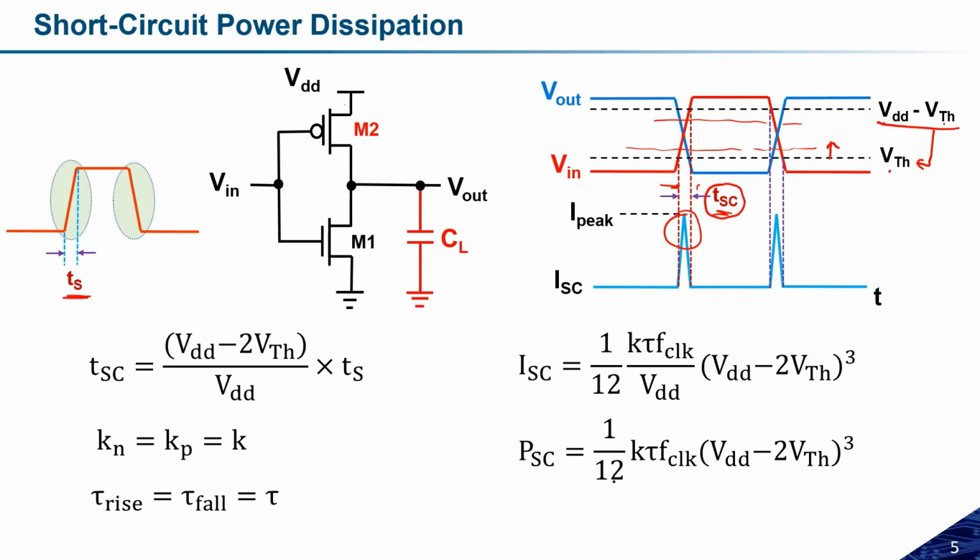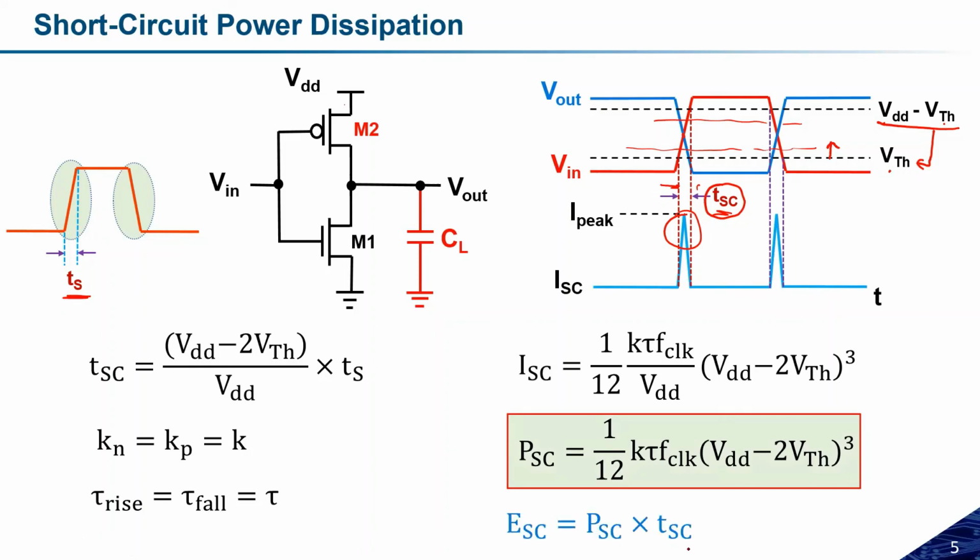Accordingly, if I want to calculate the short circuit power dissipation, I simply multiply this current with the voltage, and that becomes 1 by 12 K tau f clock VDD minus 2 VTH whole cube. This is the short circuit power dissipation. And if I have to calculate the energy, then I simply multiply by the TSC, because we are already considering this TSC, which is when both the devices are in the on state. By calculating this, we can calculate the energy.